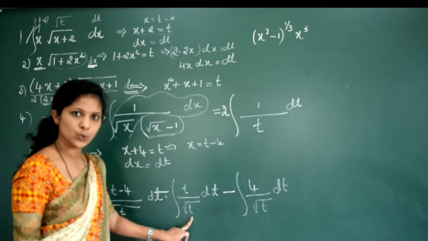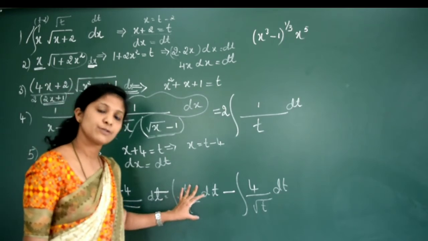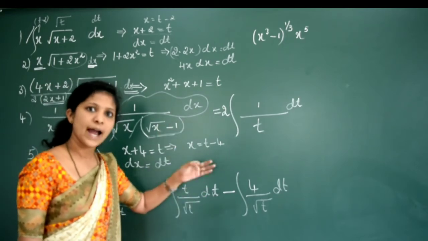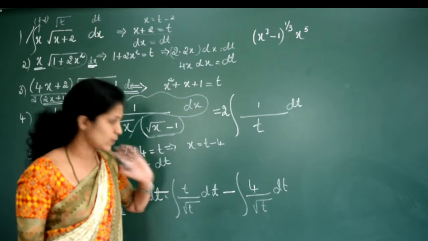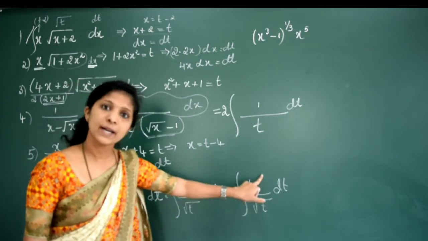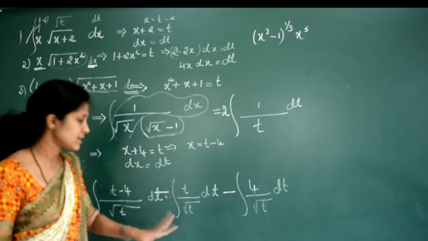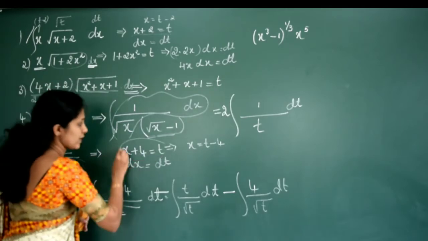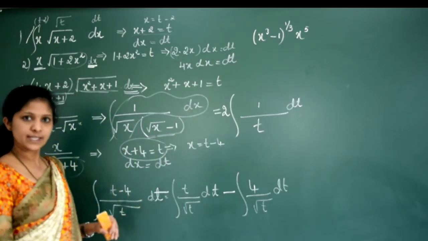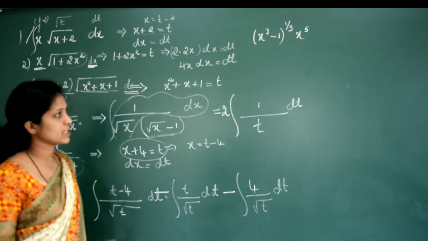Now t by root t, you will get root t. So it's of the form t to the power 1 by 2, add 1 divided by 1 by 2 plus 1. Here 4 by t to the power minus 1 by 2, so add 1 and divide, and write plus c. One more thing, substitute the value of t is equal to x plus 4. I hope you are understanding these problems.